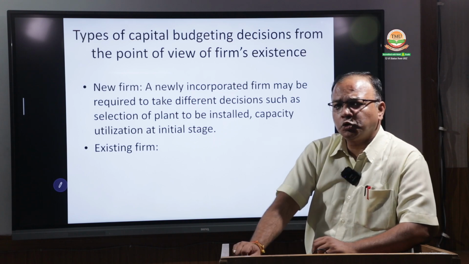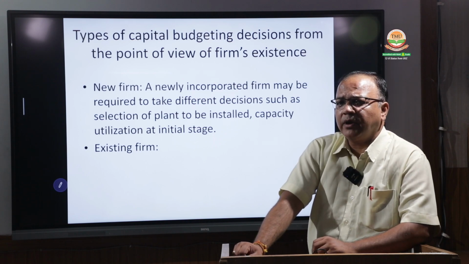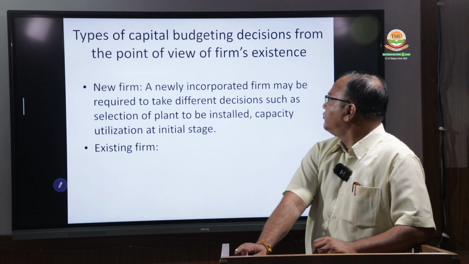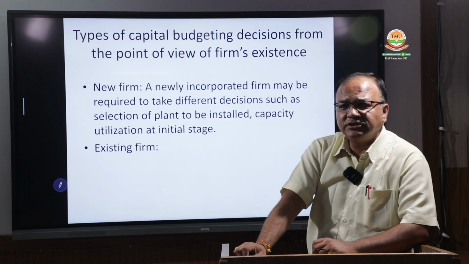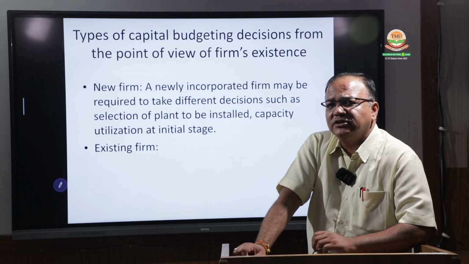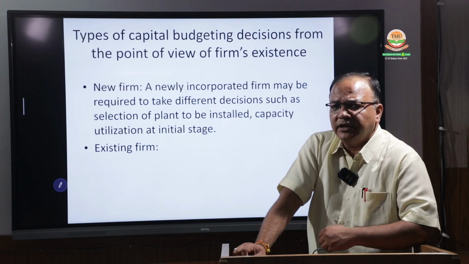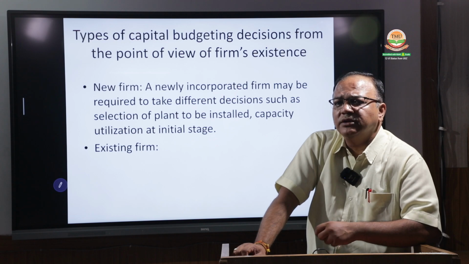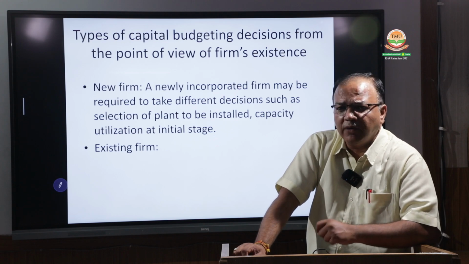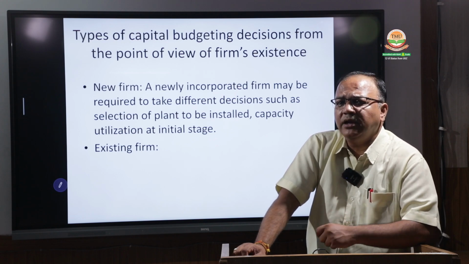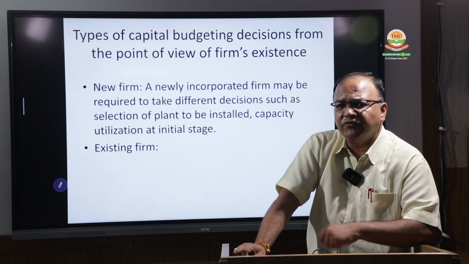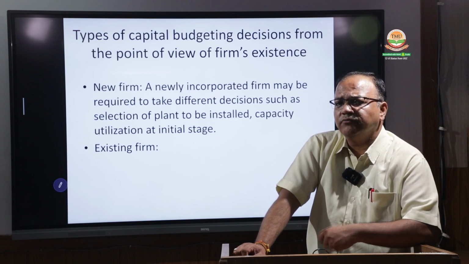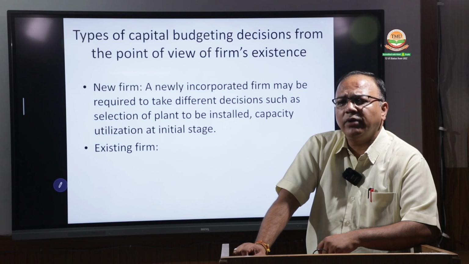There are two types of capital budgeting decisions on the basis of firm existence. That means if there is a new firm, then the capital budgeting decisions are different. New firm means if you are planning to install a new type of project or you are planning to start a business, then a different type of capital budgeting decision we have taken. We have discussed a lot about it.